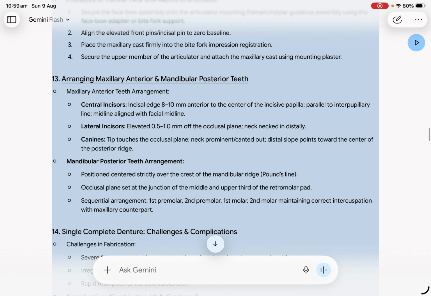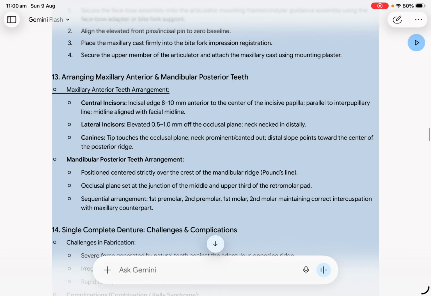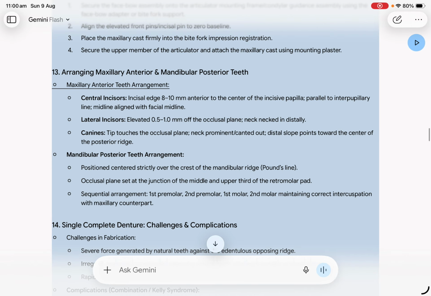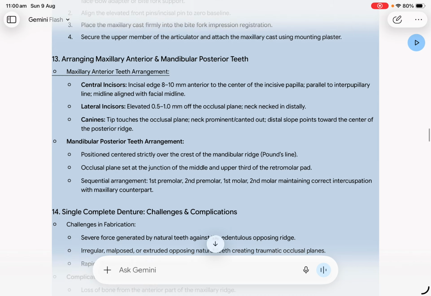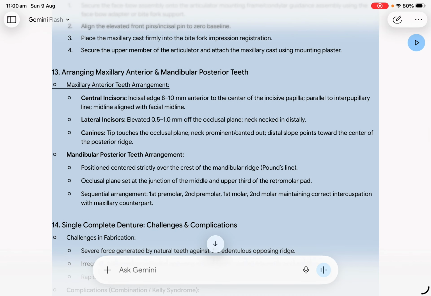13. Arranging maxillary anterior and mandibular posterior teeth. Maxillary anterior teeth arrangement. Central incisors: incisal edge 8-10 mm anterior to the center of the incisive papilla, parallel to the interpupillary line. Midline aligned with facial midline. Lateral incisors: elevated 0.5 to 1.0 mm off the occlusal plane. Neck inclined mesially and distally. Canines: tip touches the occlusal plane.